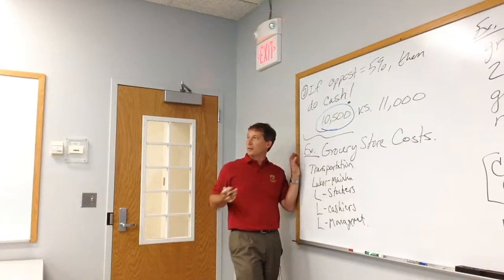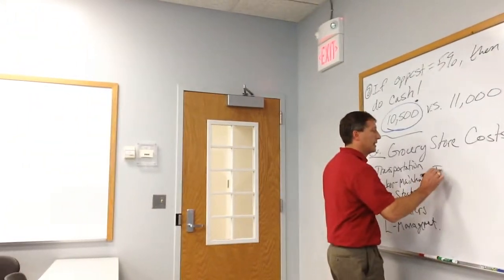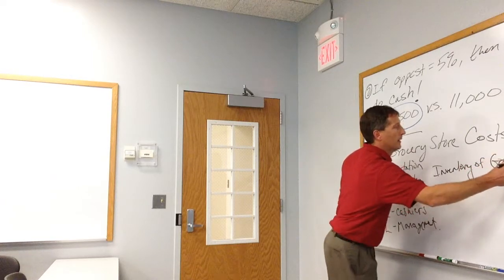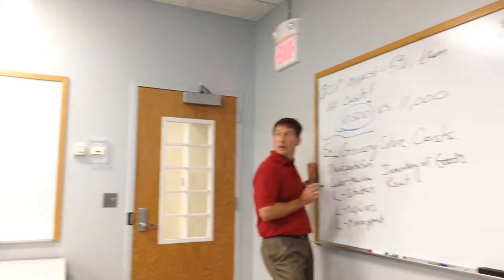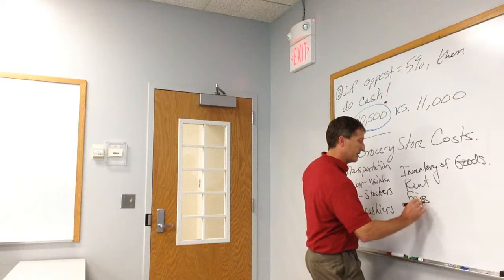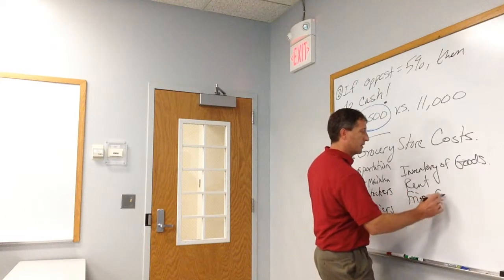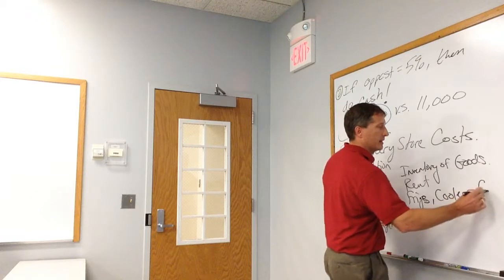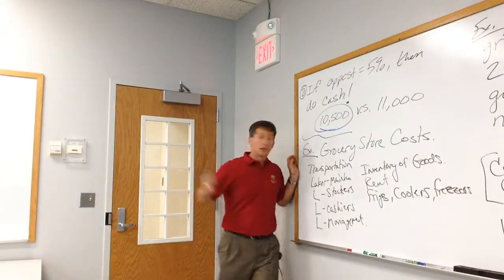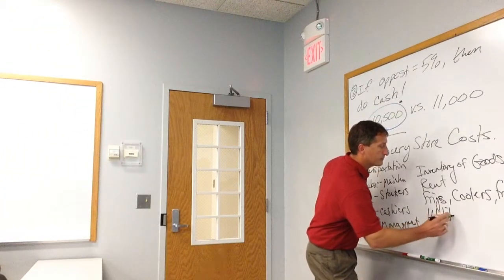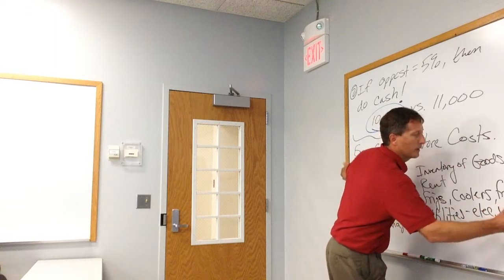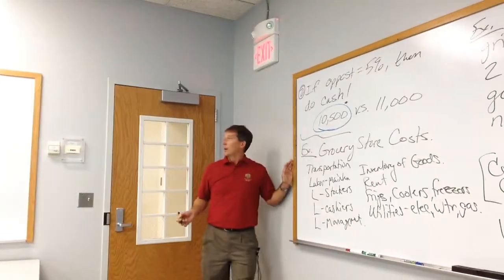Okay, what else we got going on? Our inventory. So we've got our goods, inventory on the shelves. Rent, good. Refrigeration, yeah, we got refrigerators, coolers, freezers. We've all been to the grocery store, so we know we got that. What else? Utilities, so electricity, water, gas, etc. The normal things. Okay. Light bulbs.